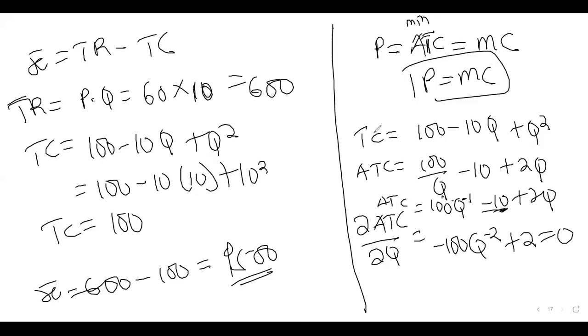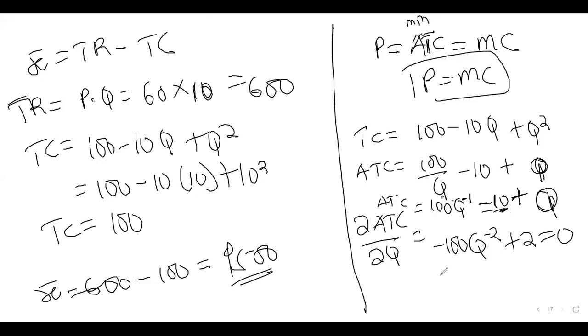All right, I think I made a slight mistake. Sorry about that. Tiredness is setting in. Now, when you divide everything by quantity to get the average total cost, you get 100 over Q minus 10. If you divide Q squared by Q, you get Q. You do not get 2Q. You get Q, like this.